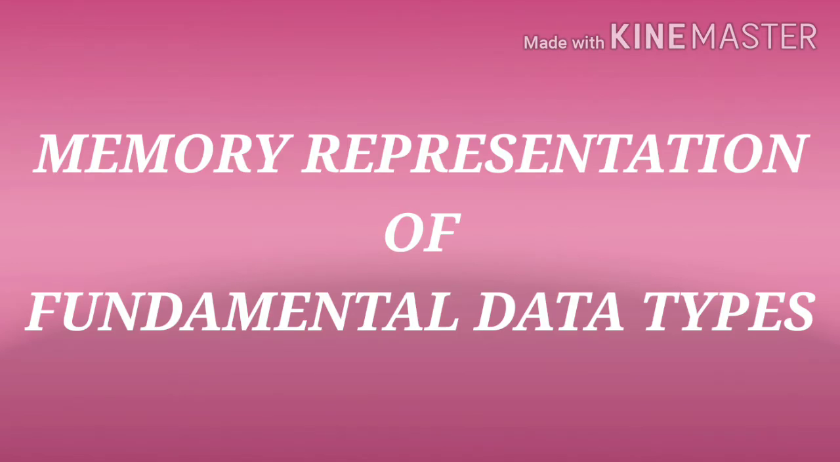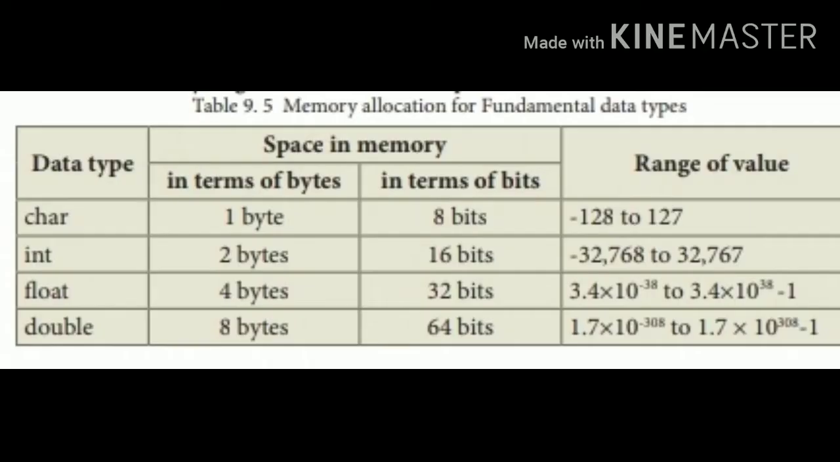Today we are going to talk about memory representation of fundamental data types. The main purpose of declaring a variable is to allocate memory space. First we will discuss the memory allocation for fundamental data types. What are the fundamental data types? Char, int, float, double. The memory space for char is 1 byte.